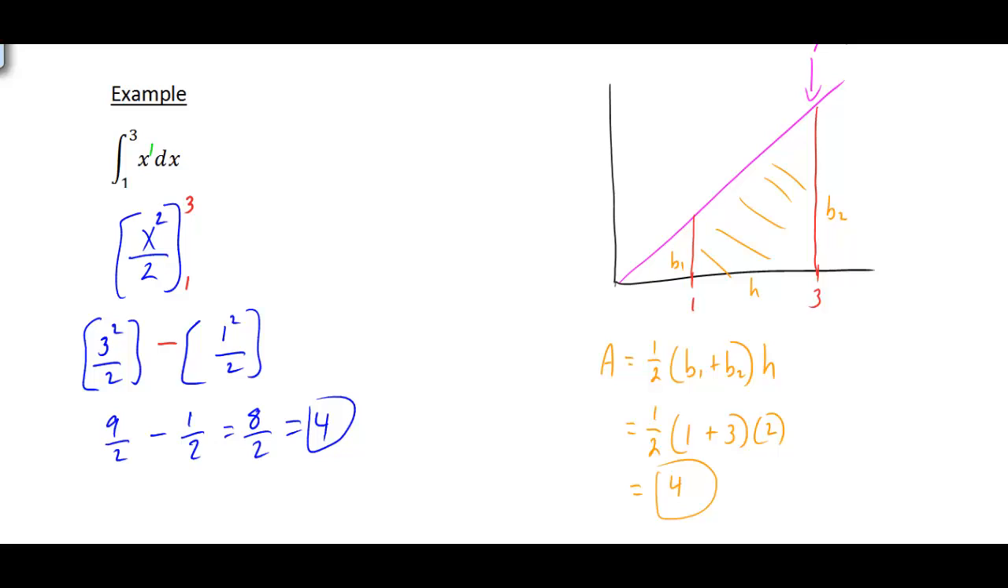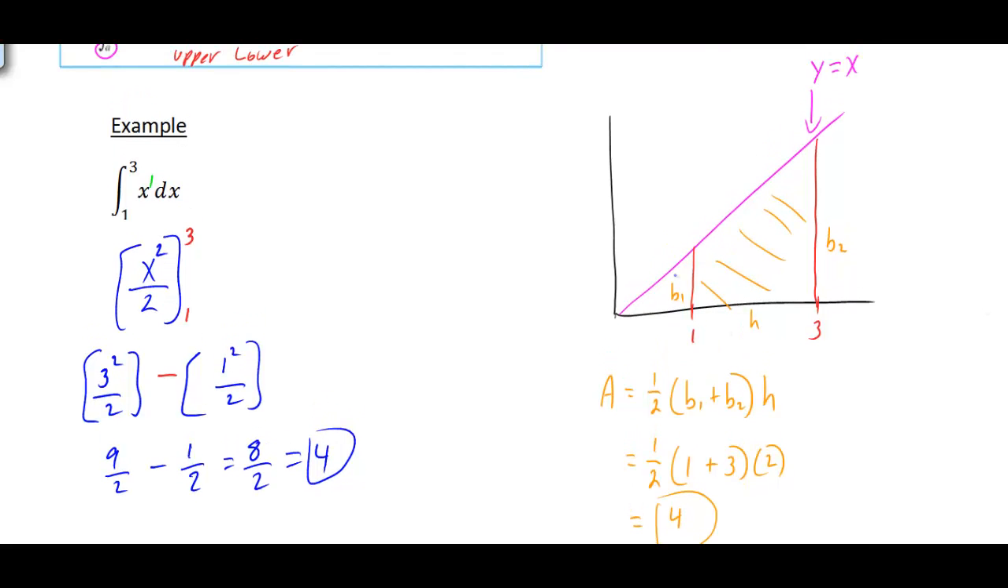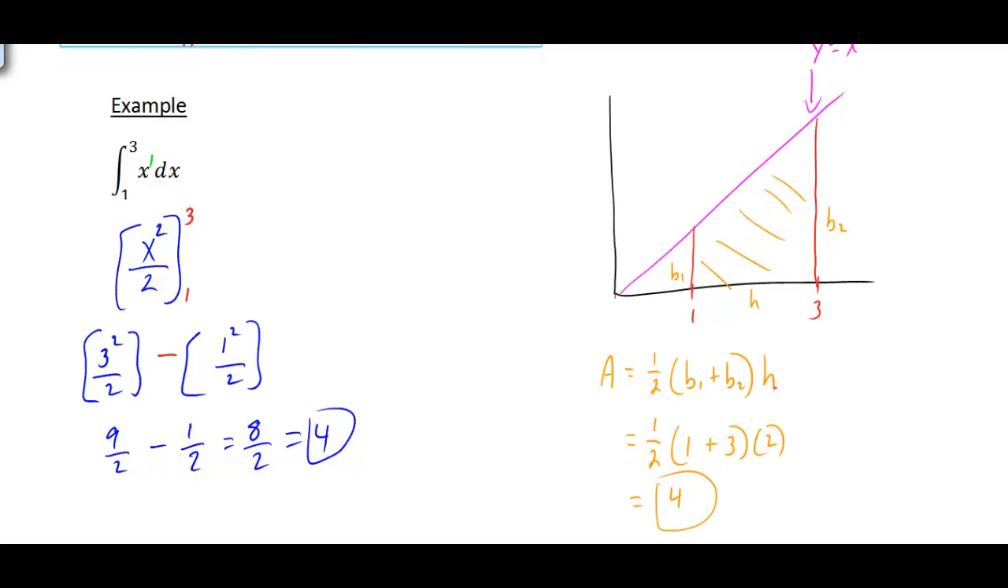And if you notice over here at the side, I've already worked it out. We looked at this before. Our line is y equals x. And if we think of this in terms of the area under the curve, we end up with a trapezoid. And we said 1/2 b1 plus b2 times the height. We end up with the answer of 4. So you can kind of see the power of this fundamental theorem of calculus. This makes this very easy to calculate, and we don't have to go through this whole long limit process.